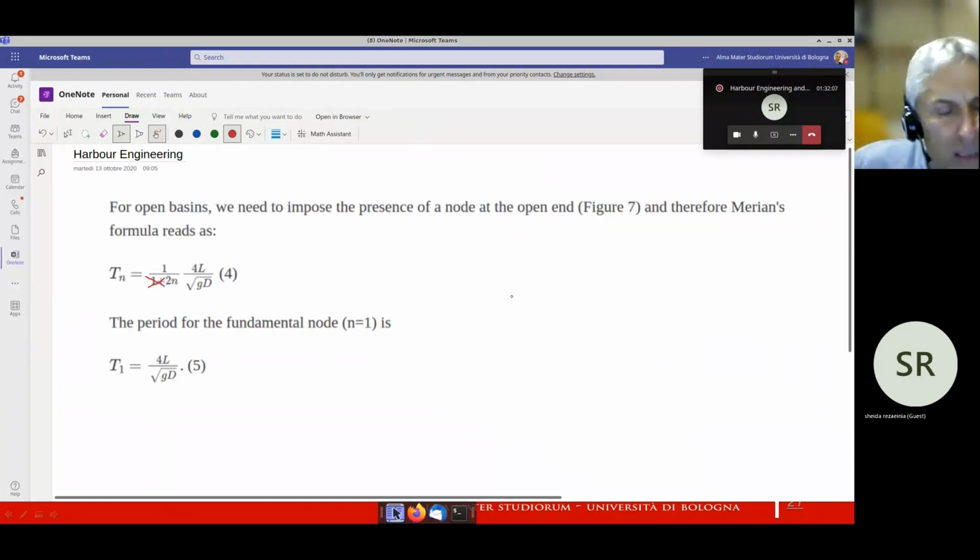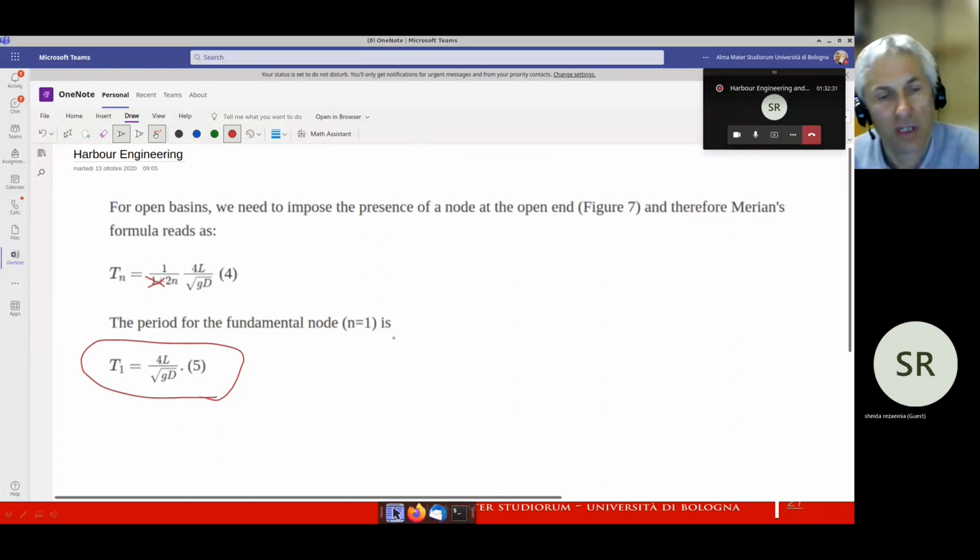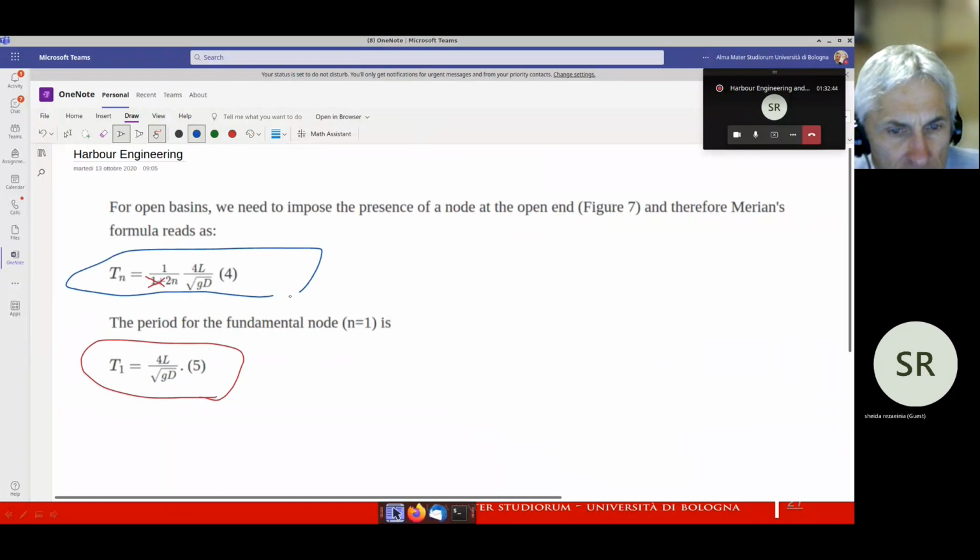So basically, let me see, 1, or it's 1 minus. I need to check. Because even if I remove this, I think it doesn't work. Anyway, what is precisely correct is this one, and I'll check after the break. I'll tell you what is the correct form. But the period for the fundamental node is this one, with only one node. And let me check this formulation here. I need to check what's wrong.